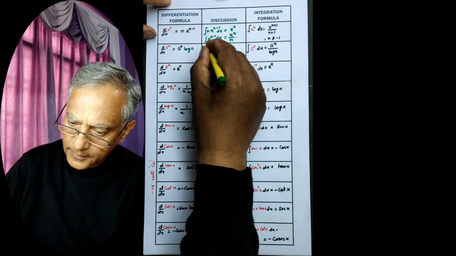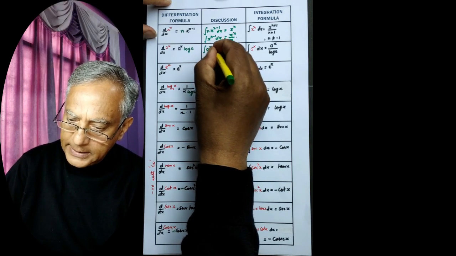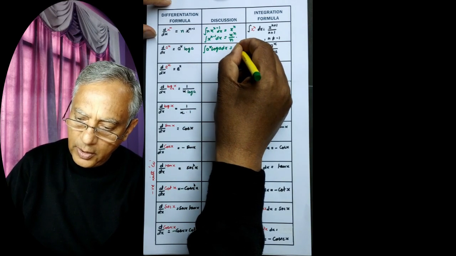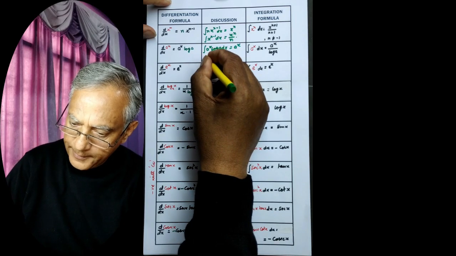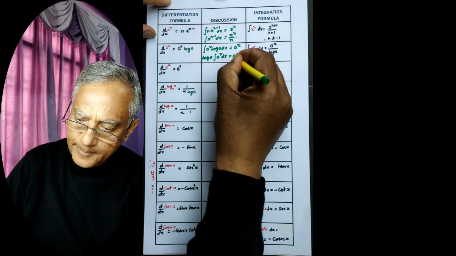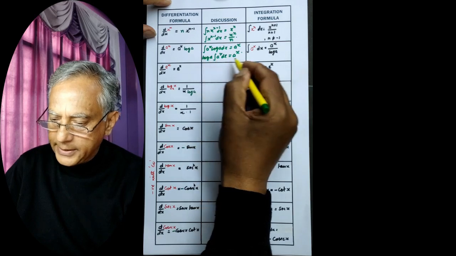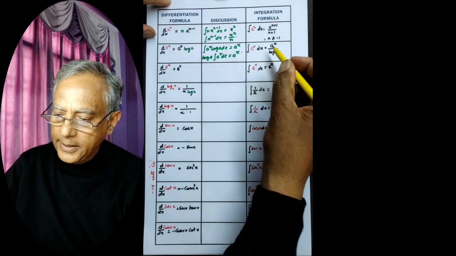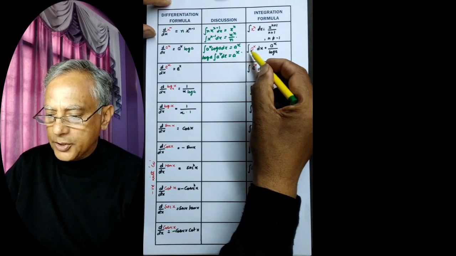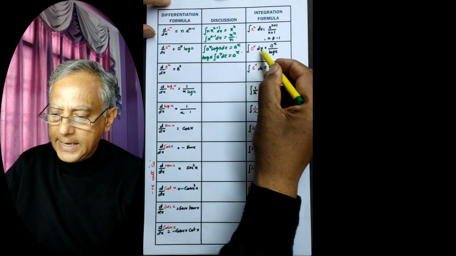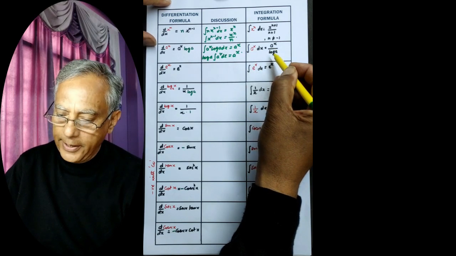And therefore integration of a^x log a dx is equal to a^x, and therefore log a into integral of a^x dx is a^x, and therefore take this to the other side. Therefore integration of a^x dx will be a^x over log a. This gives us the formula: integration of a^x dx is a^x over log a.